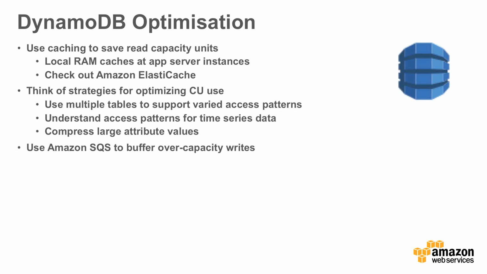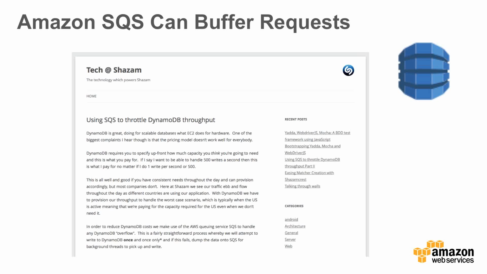So here's a really good case study from our customer Shazam, and they've written this blog on their website, and it's a very good blog about using Amazon SQS to buffer requests and throttle DynamoDB throughput. So this allows them to still meet their demand for their throughput, but at the same time they don't have to deploy a very high capacity unit on their DynamoDB, and hence this allows them to save a lot of costs of running the DynamoDB.